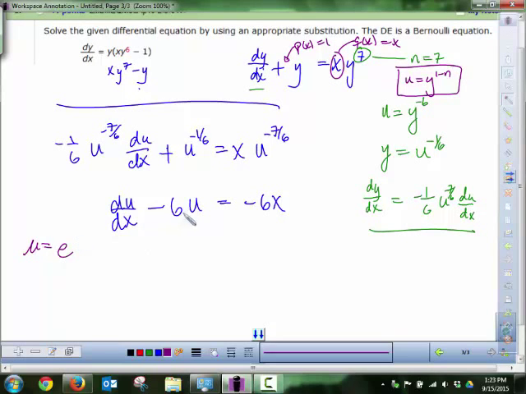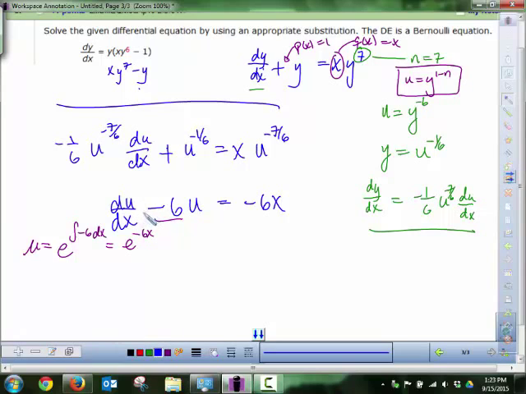Mu is e to the coefficient. The p of x is negative 6. So that's just e to the negative 6, or e to the negative 6x. That's your integrating factor. And if you're not comfortable with this step that I'm going to skip, I want to make sure that you actually write it down a couple of times and read through the book again and look at the example for doing a first order linear differential equation.